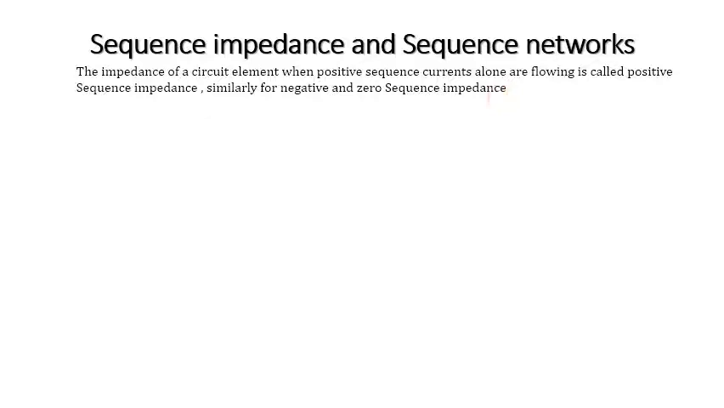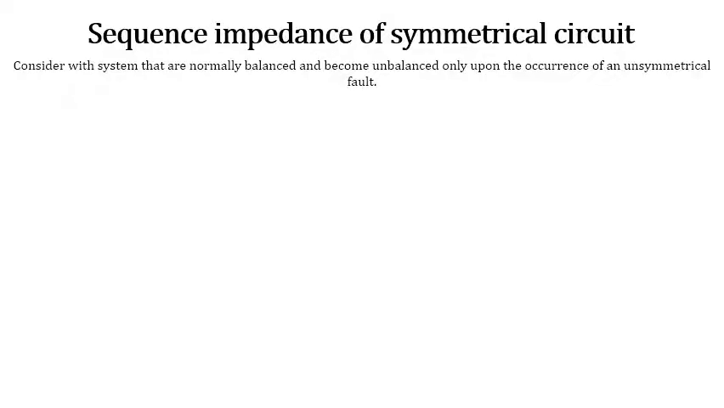Let us understand the sequence impedance of a symmetrical circuit. From this we are going to understand whether we can apply these sequence impedances to a symmetrical circuit and an unsymmetrical circuit. Let us consider a system that is normally balanced. Initially we assume that, and it becomes unbalanced only upon the occurrence of an unsymmetrical fault.